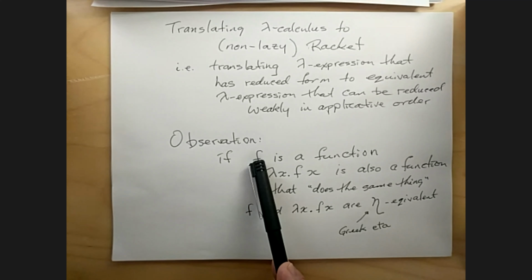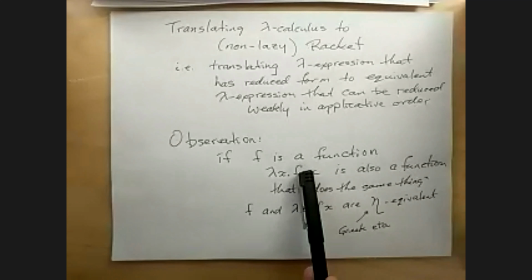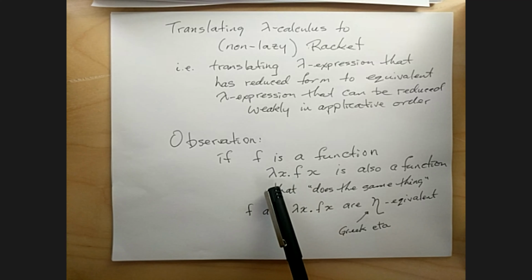Well, let's suppose f of foo yields the result bar. If that's the case, if we take this lambda expression and reduce it by applying it to bar, we get f of bar. So applying f to any argument is going to give us exactly the same result as applying lambda x dot f of x to the same argument. It's not going to make any difference.